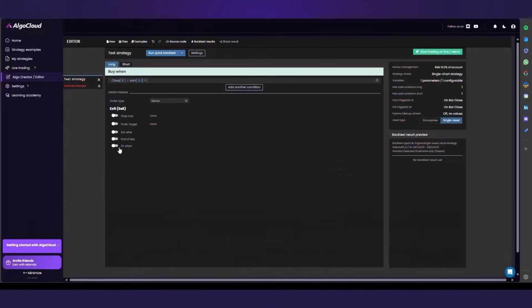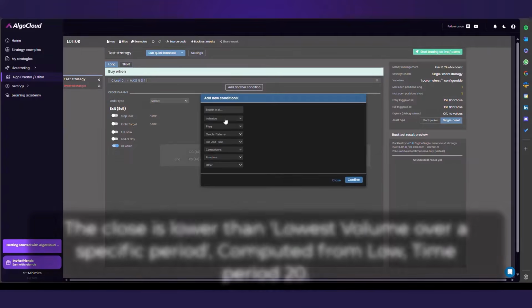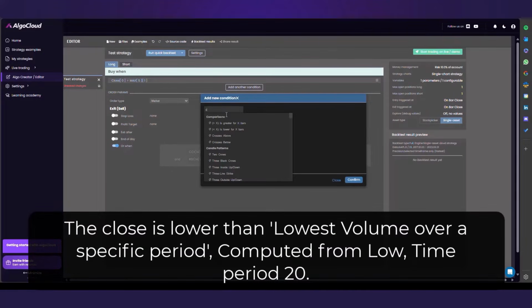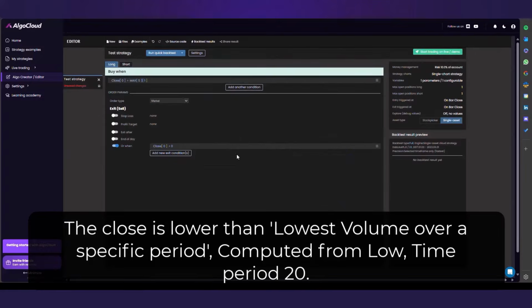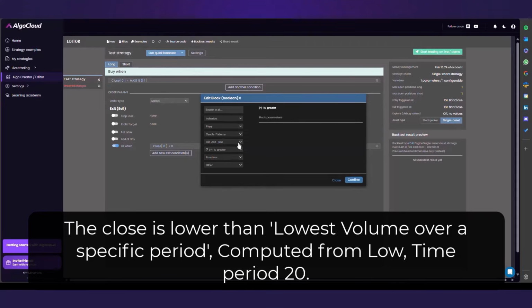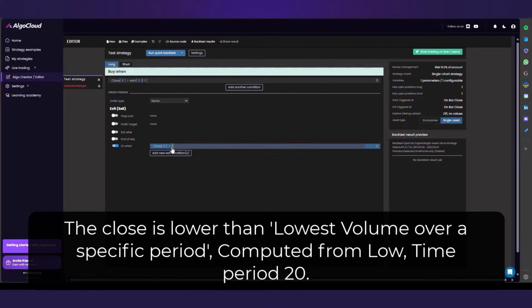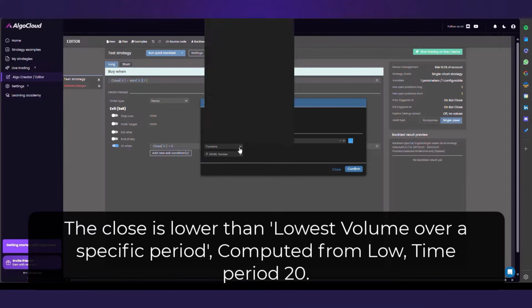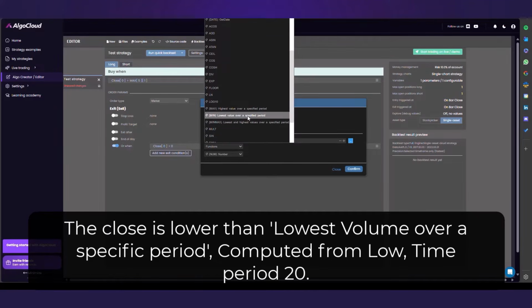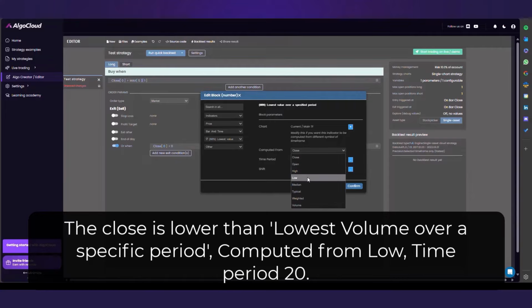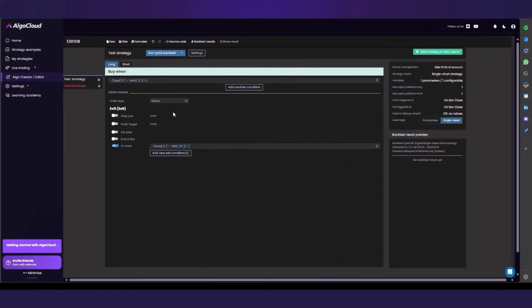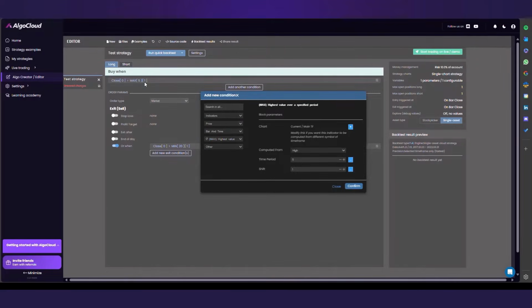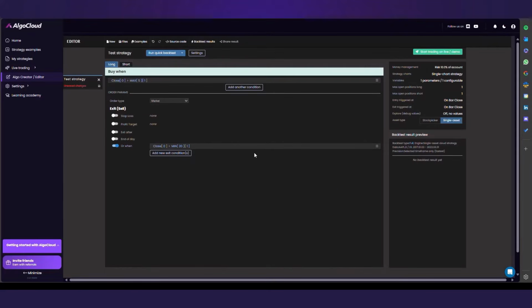For exit, I will set the opposite logic. I will close the position if the close falls below the lowest low in the last 20 days. The close is lower than the lowest low over a specific period, with the low time period set to 20. Check that everything is correct. Entry on a breakout of the high, exit on a breakout of the low.